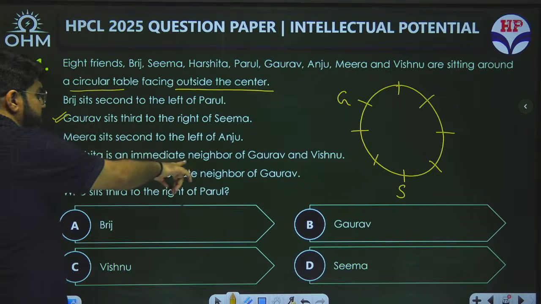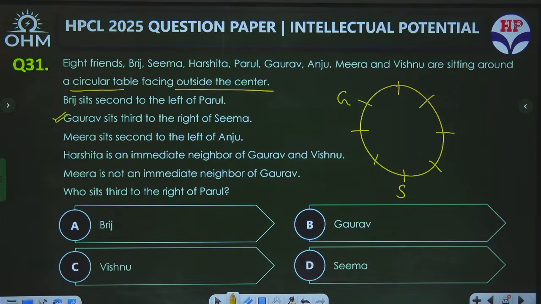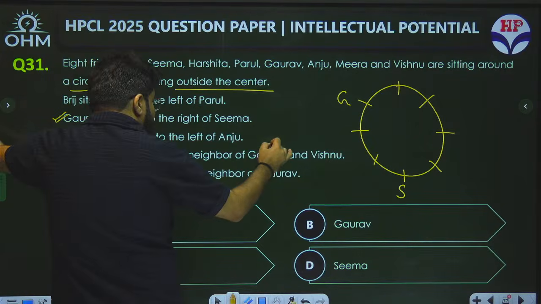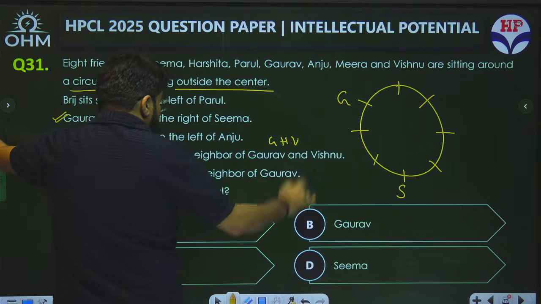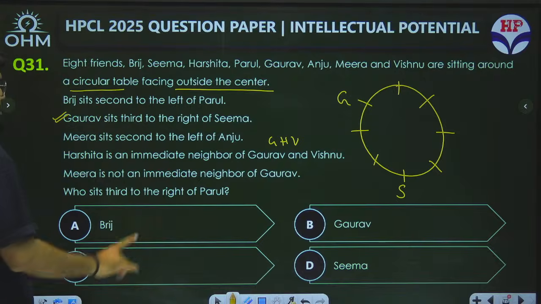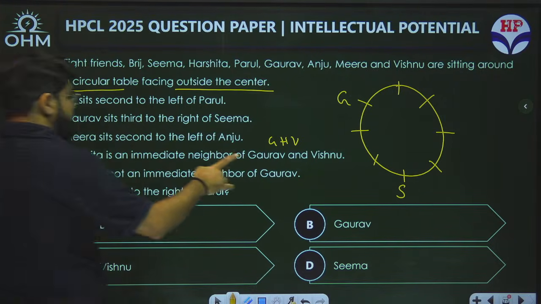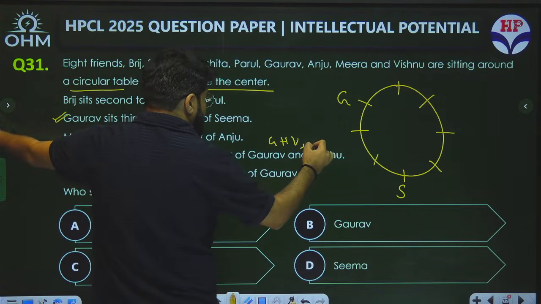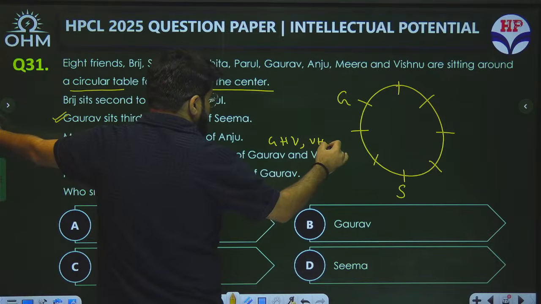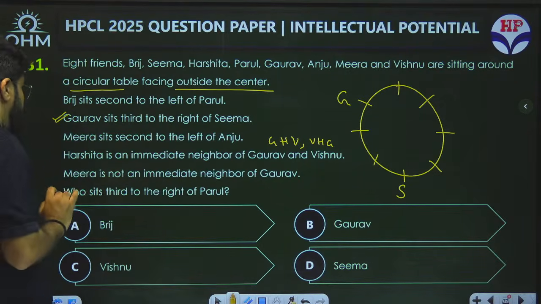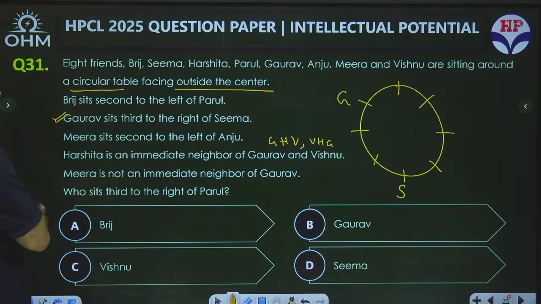Harshita is an immediate neighbor of Gaurav and Vishnu. So this statement says that Gaurav, Harshita, Vishnu have to form a sequence. Harshita is an immediate neighbor of both Gaurav and Vishnu. Or it may be vice versa also, Vishnu, Harshita and Gaurav. So again we'll have to wait for it. Meera is not an immediate neighbor of Gaurav.